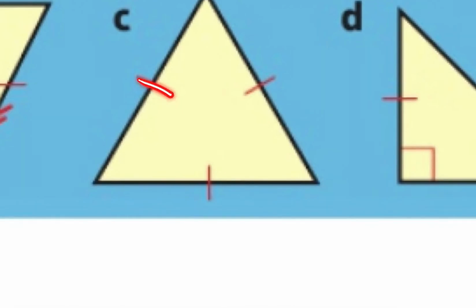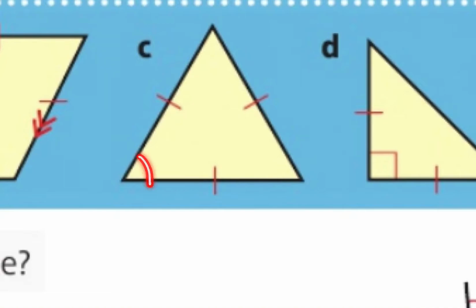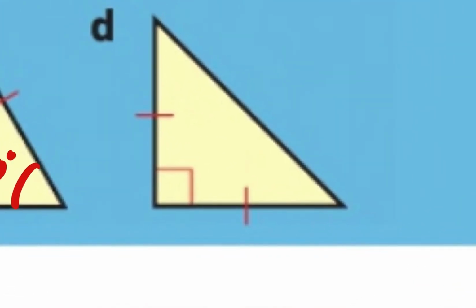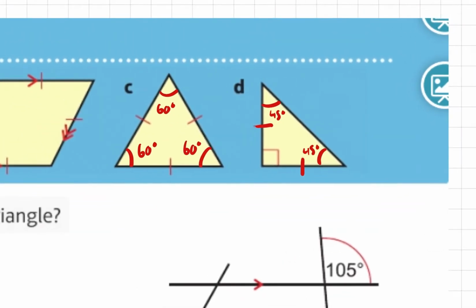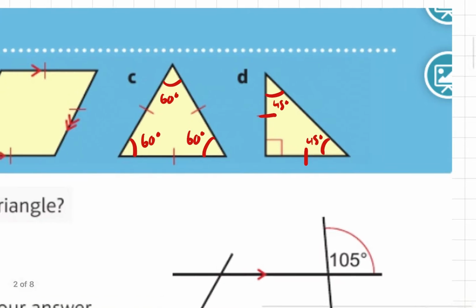Again, dash, dash, dash. These lengths are all the same, meaning this is an equilateral triangle. So that's going to be 60 degrees, 60 degrees, and 60 degrees. And here, this is a right angle triangle. And because these lengths are the same, these angles are equal. And they're both going to be 45 degrees. So that's what we're looking for. It's just a quick crash course on what these symbols mean.